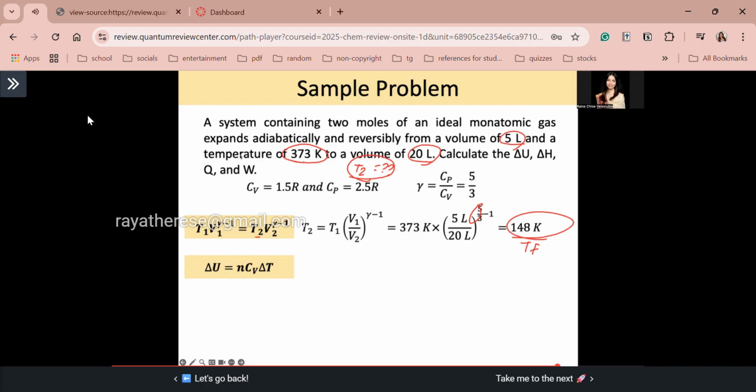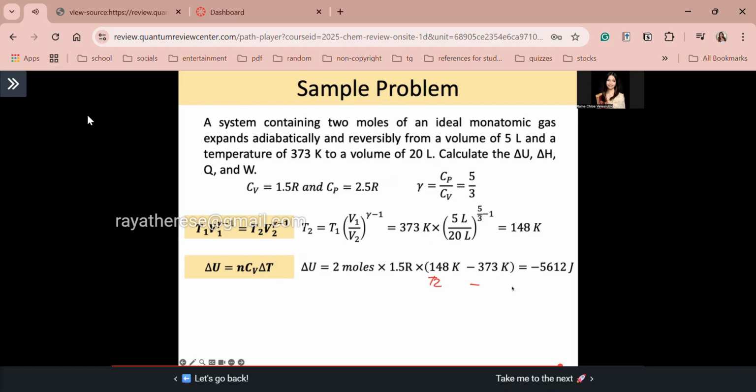Now, we can solve for the internal energy change using this equation, which we already know is relevant to the adiabatic process: Delta U is equal to n Cv delta T. Of course, we cannot solve this if we don't know the final temperature, T2. Solving, internal energy is equal to 2 moles times 1.5 R, which is your Cv, times T2, 148 Kelvin, which is what we solved, minus the initial temperature, which is 373 Kelvin. Solving, we get negative 5,612 joules. And then we can just do the same for delta H. Again, we needed to find T2 earlier to get delta U and delta H. So let's solve for delta H. That is equal to negative 9,354 joules.